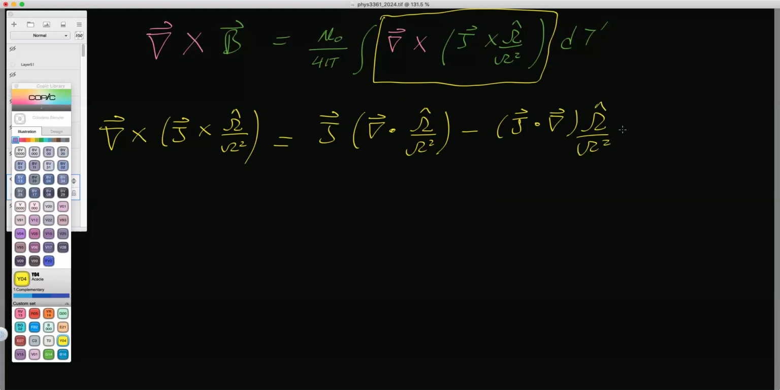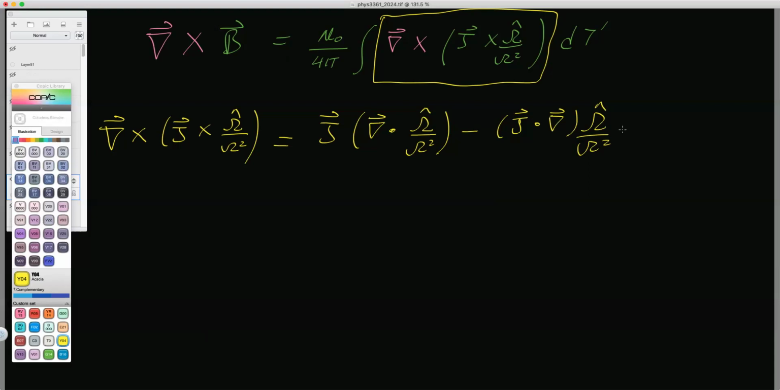Now, there are other terms, but I have dropped them because there are other terms that are proportional to del dot j. And if you recall, for steady currents, del dot j is 0, okay? Because if you go look up the curl of a cross product, it's a nasty long formula, but every other term here is proportional to del dot j, which is 0. So we're just not going to put them in. Okay. Got it. All right.